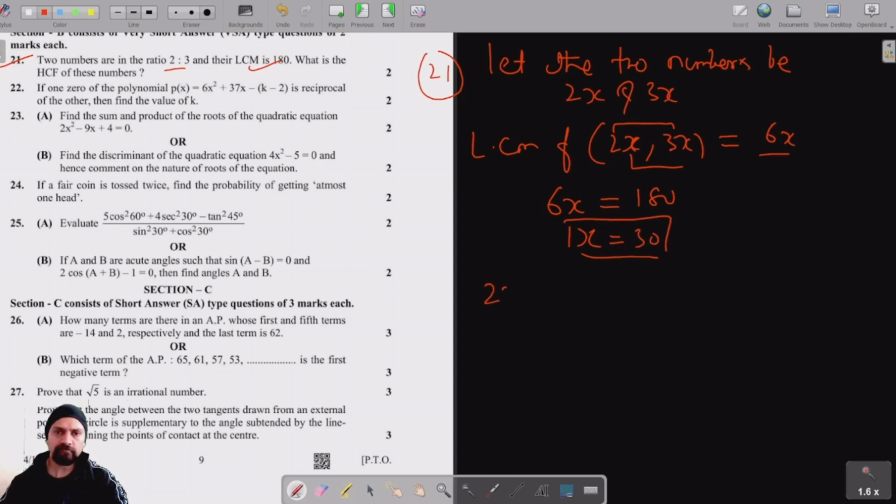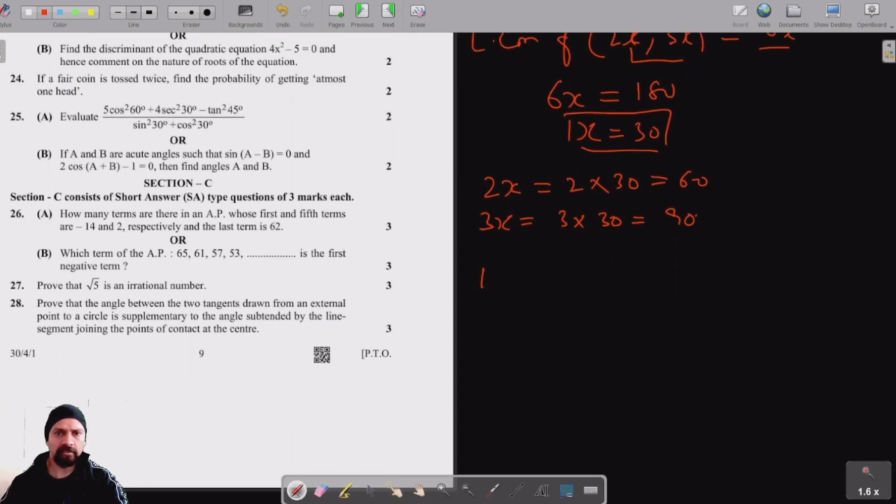And now the two numbers are 2 into 30, which is equal to 60, and 3x is equal to 3 into 30, which is equal to 90. We have to find their HCF. So the HCF of 60 and 90, the highest common factor for these two, is 30.